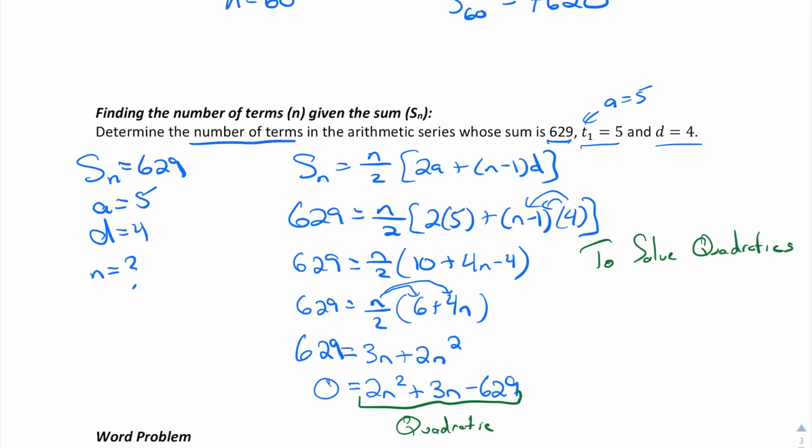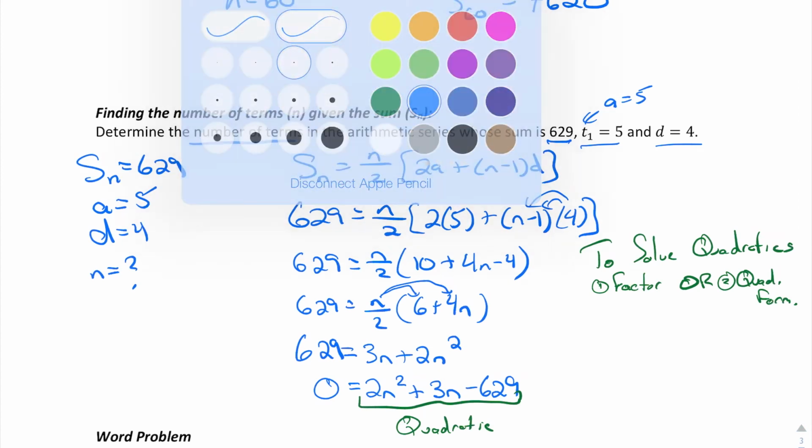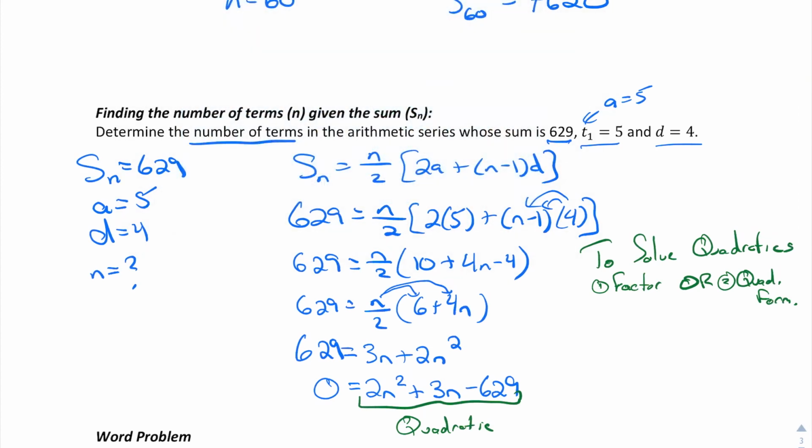And in order to solve quadratics, I'll do that over here, we have two ways of doing that. One is to factor, or the quadratic formula. So again, we're looking for n. In order to solve for n, we have to do this because we have an n squared. So in fact, you cannot factor this one. The numbers will not work. But what we can do is use the quadratic formula. So I'm going to write that one.